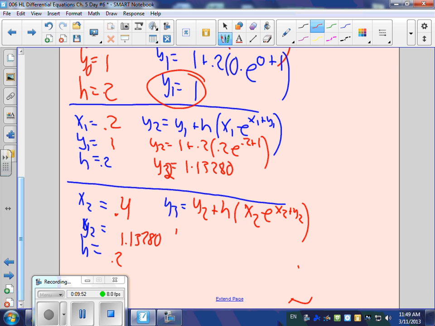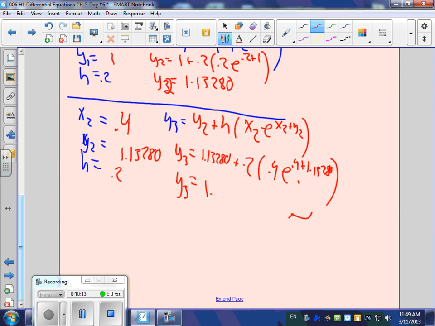So y3 is equal to 1.13280 plus 0.2 times 0.4 e to the 0.4 plus 1.13280. And could you tell me what you have for y3? 1.5... 0329. So there's 5 decimals.